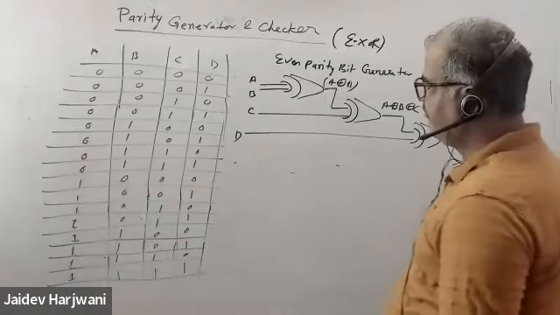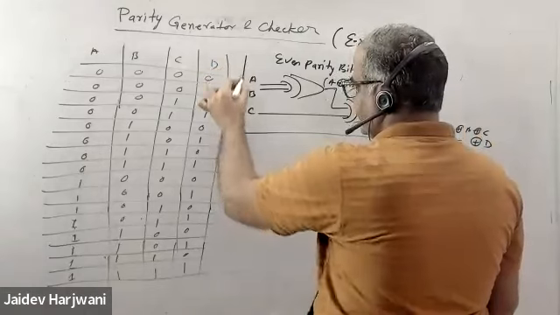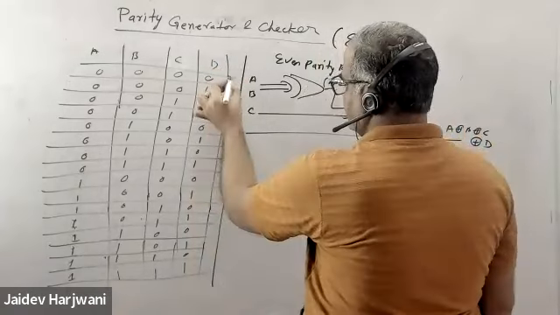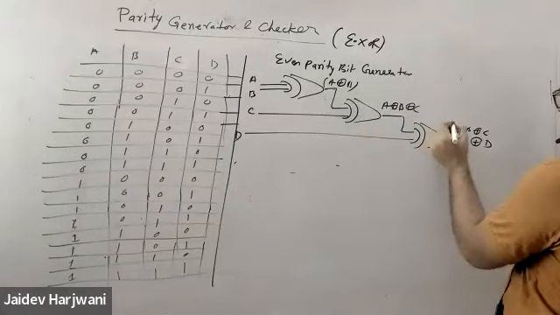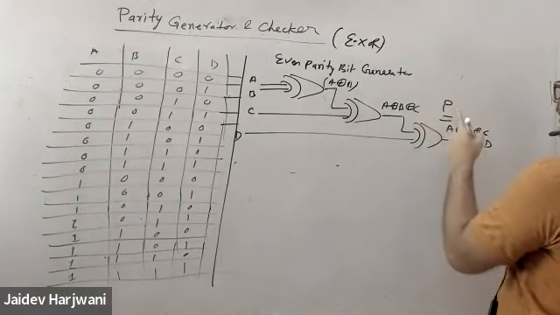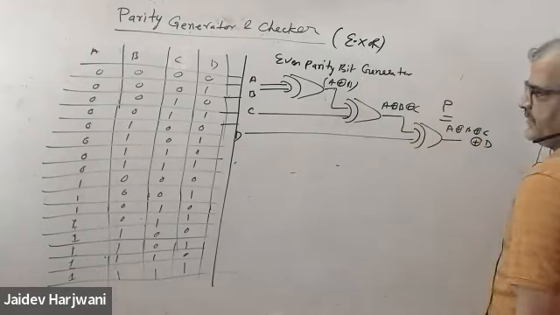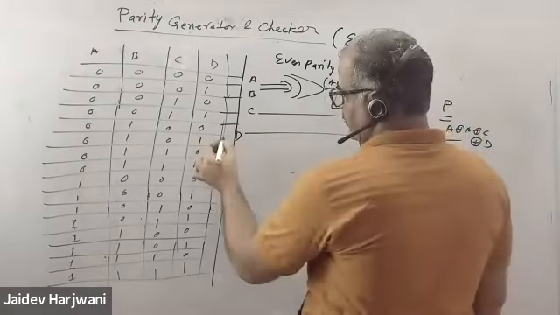So now if I write a parity bit here, the output of this one, I'm saying the output of this is equal to your P, and this is your even parity bit. I'll tell you how.